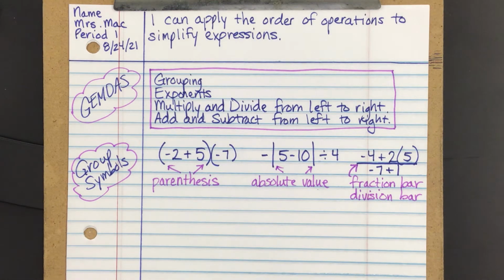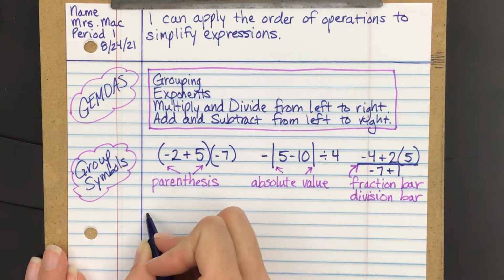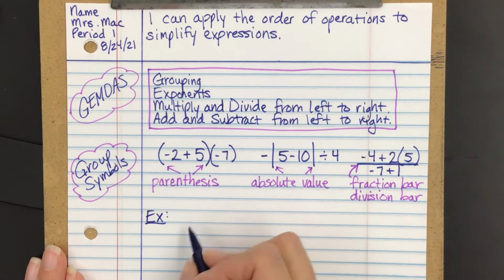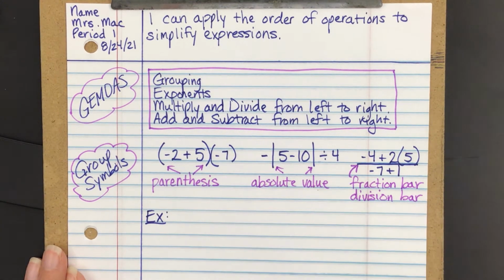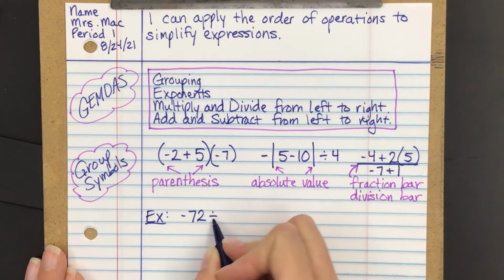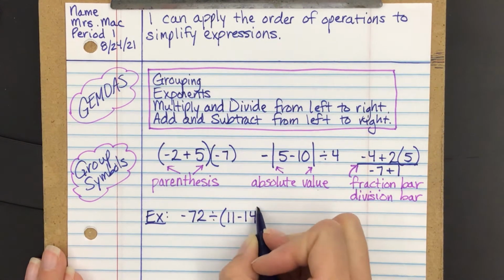All right, so let's take a look at a couple of examples where we're going to practice with parentheses, and then we'll also practice with a fraction bar. Okay, so let's start with negative 42 divided by 11 minus 14.